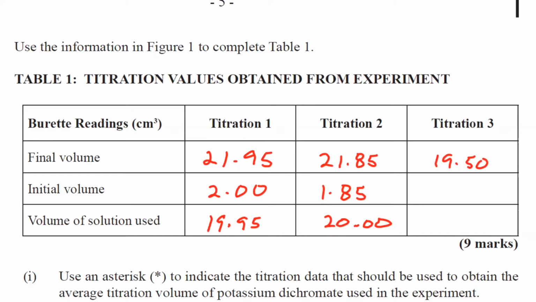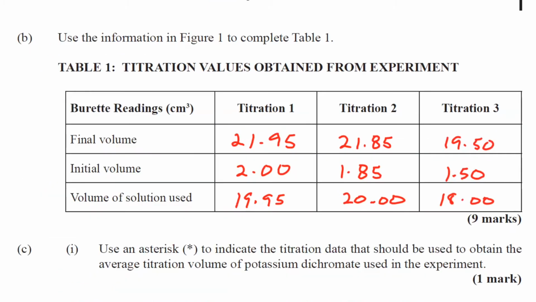It can be read to 2 decimal places. The initial volume, 1.50, and so the volume used is 18.00. Now we get 9 marks for doing that. 9 marks, lovely.